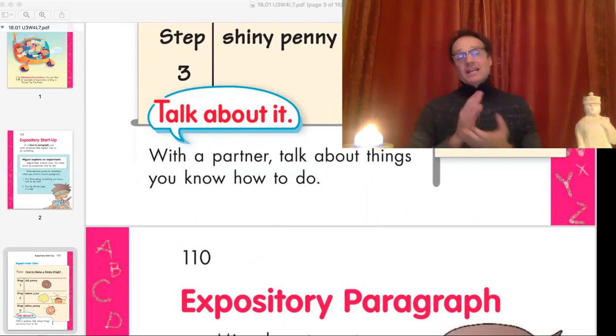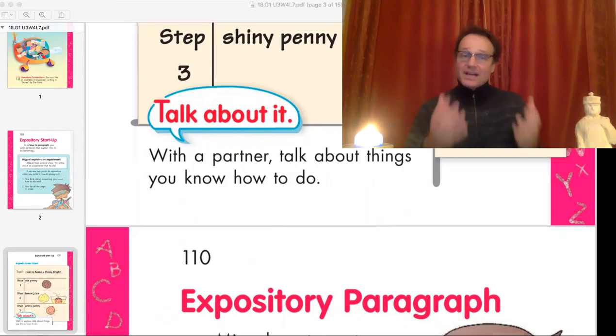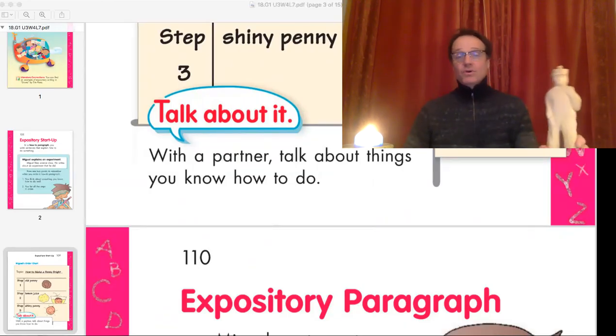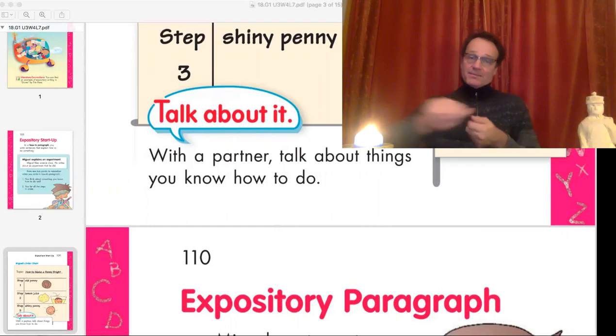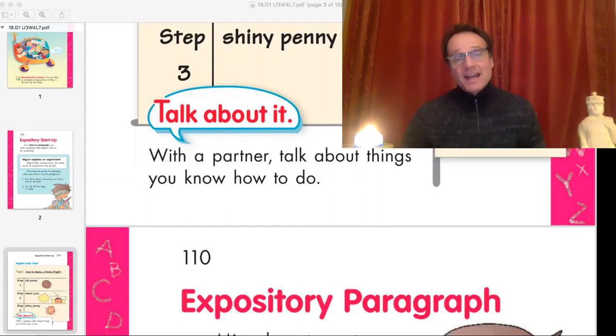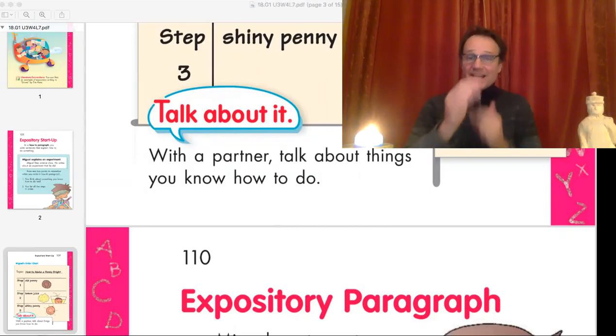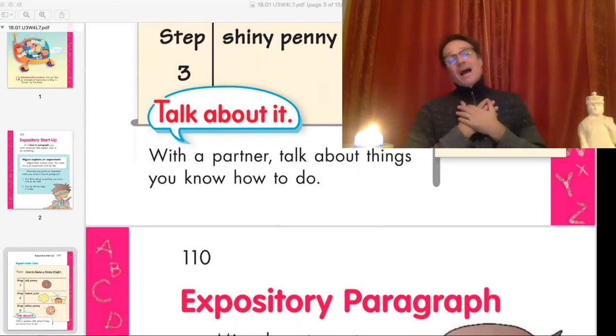So if I were going to talk about that with you, I would tell you, first you have to get a piece of wood, then you have to get a knife to carve with, and then you have to find some time and imagine what you want to make. And also be careful not to cut yourself. So that's what I am choosing to write about with my expository writing.